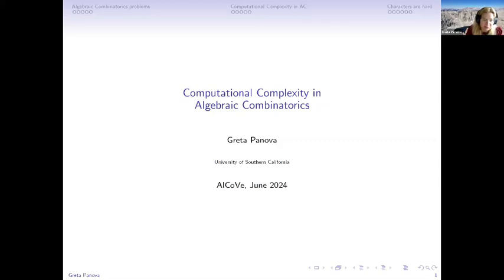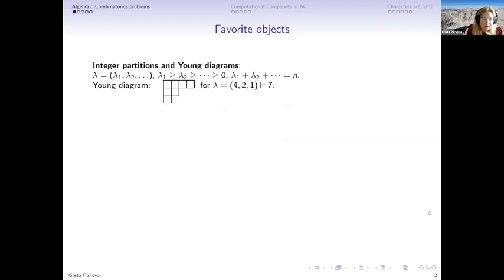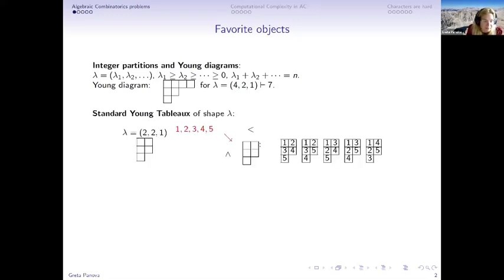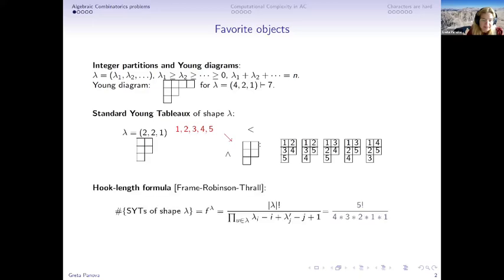For this audience, I'm going to assume that you are familiar with our favorite objects. So we have integer partitions, which we visualize as Young diagrams. And then we fill them with numbers from 1 up to n that are strictly increasing along rows and down columns. We create the standard Young tableau. And these are completely self-contained combinatorial objects that people study. But for me, they have another significance.